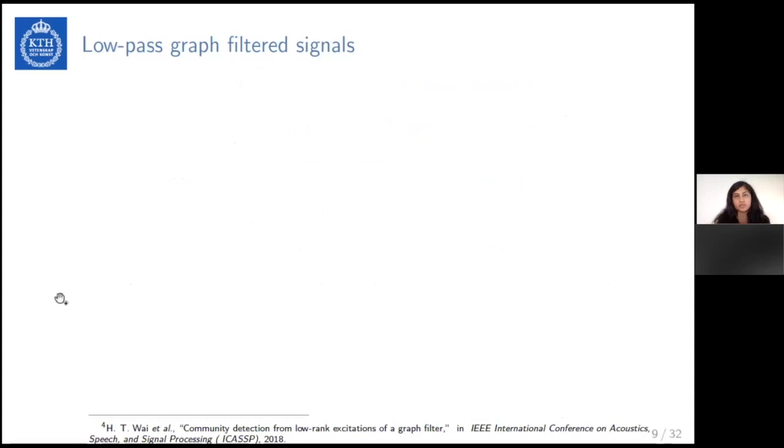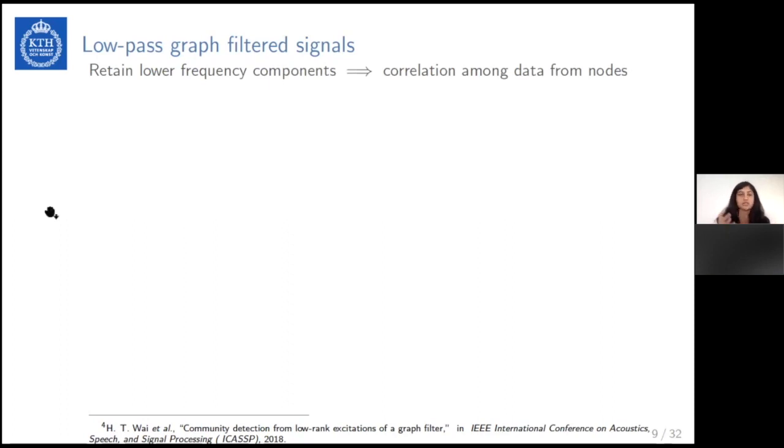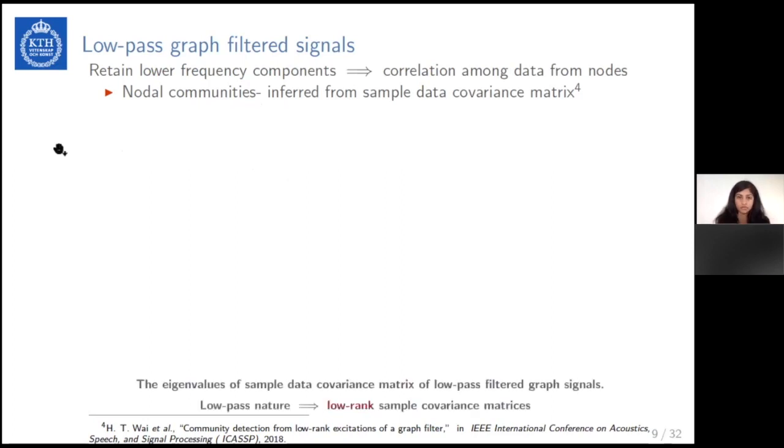So with this, there is another short, it's not a detour exactly, but a short description of a focus on low pass graph filtered signals. So what are low pass graph filter signals? These are the ones where, if you pass a graph signal through a low pass filter, you are only retaining the lower frequency components. And this sort of implies correlation among data in the nodes of the graph, and these nodal communities thus formed can be inferred using the sample data covariance matrix. We will also revisit this.